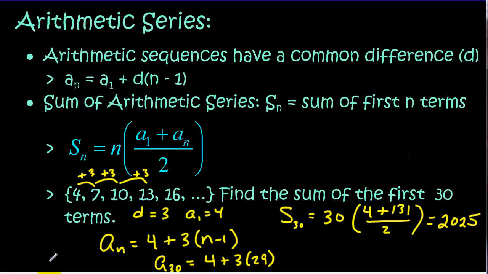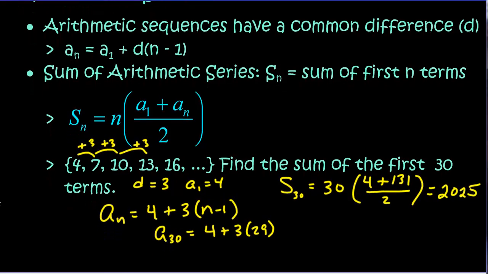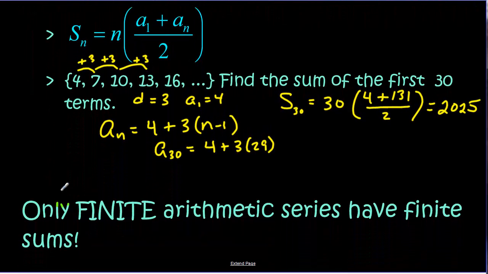Now, for arithmetic sums, since this number is continually increasing, if we tried to add an infinite number of things, so if we tried to find, say, s sub infinity, that's going to be an infinite number. So we can only find sums for arithmetic series that are finite in length.